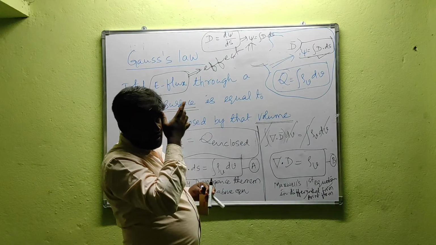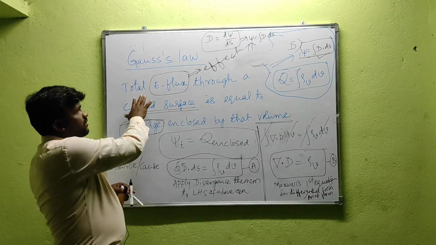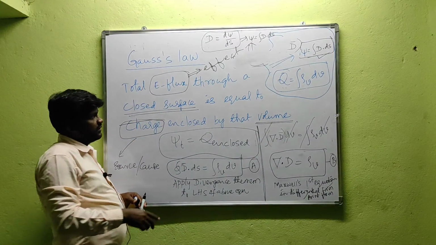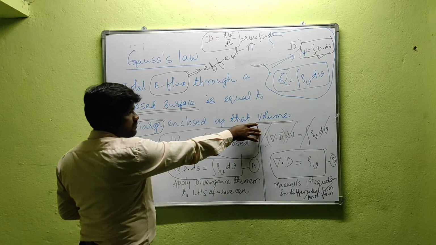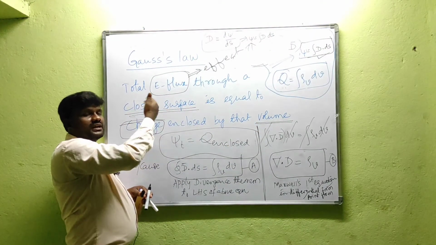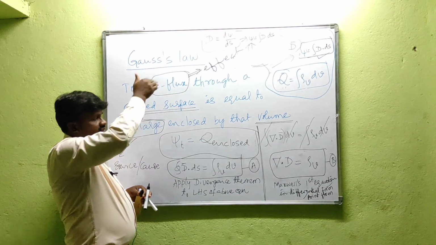By using Gauss law we can derive Maxwell's first equation. Gauss law is: total electric flux through a closed surface is equal to the charge enclosed by that volume. That is, it relates a closed surface and a volume. Of course, we discussed that a closed surface defines the open volume and a closed line defines the open surface, that is Stokes theorem and divergence theorem. Please refer to those topics also.